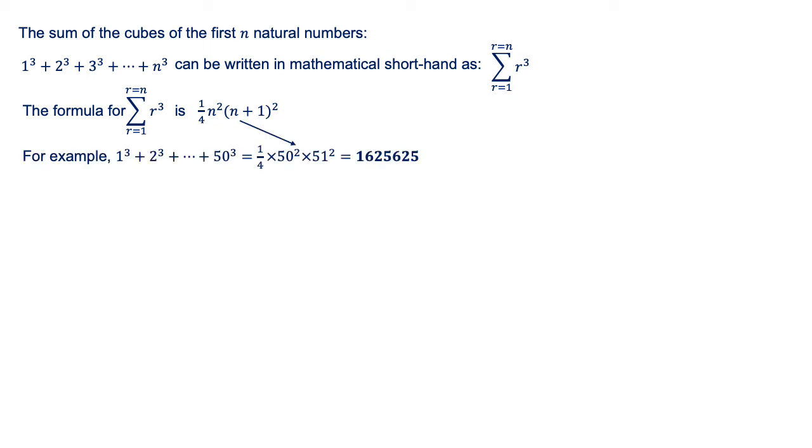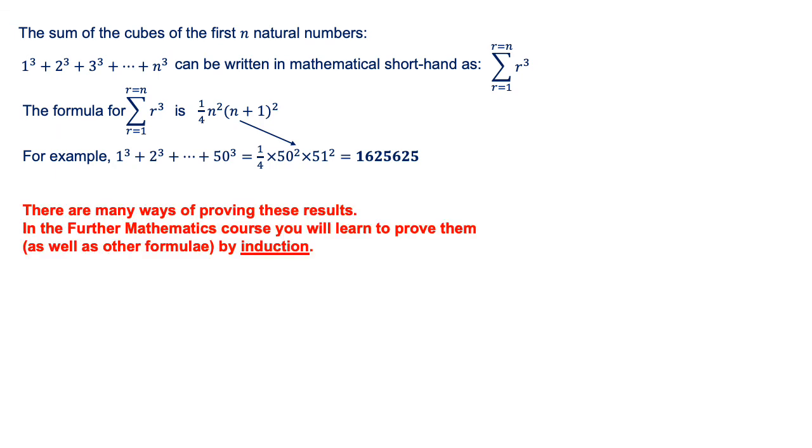Now, there it is. If I add up the first 50 cube numbers and substitute it into the formula, you can see you now have an answer of there. So 1,625,625. Right. Why do these work?